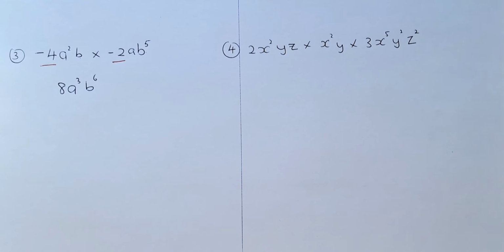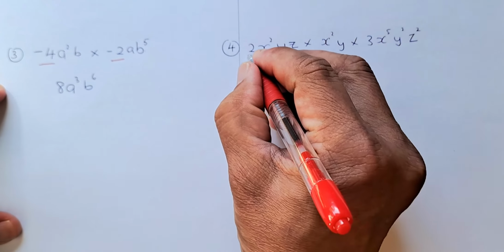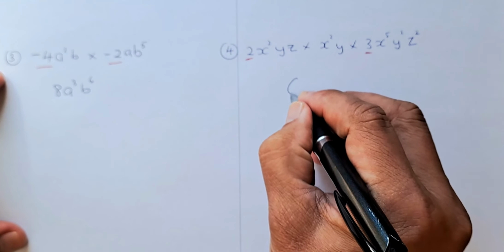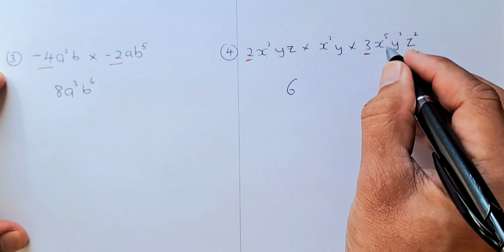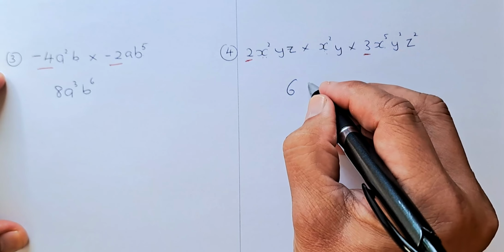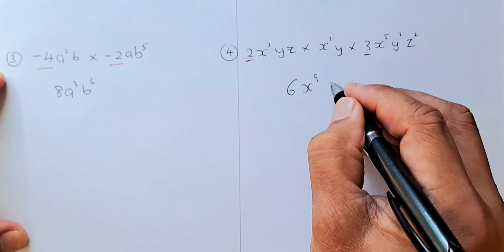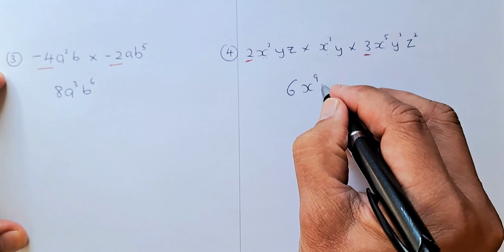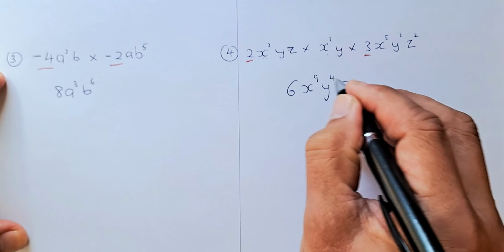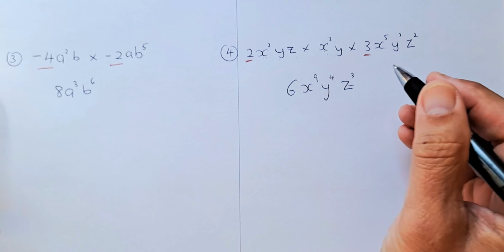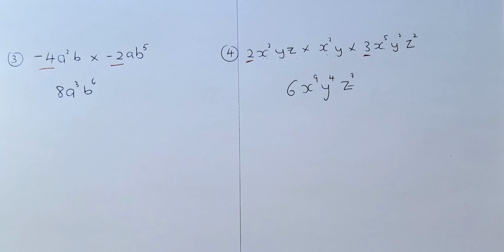And last but not least, we're going to do the hardest of the lot. So you have numbers. So 2 times 3 is going to give you 6. x squared, x^5. So 2 plus 2 plus 5 gives you x^9. y squared. So 1 plus 1 plus 2 is going to be y^4. And z, 1 plus 2 will give you z^3. So that is how you multiply algebraic expressions.